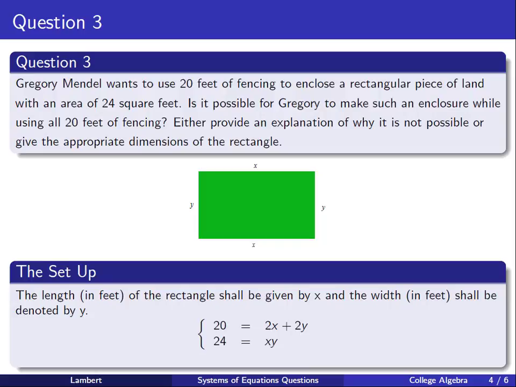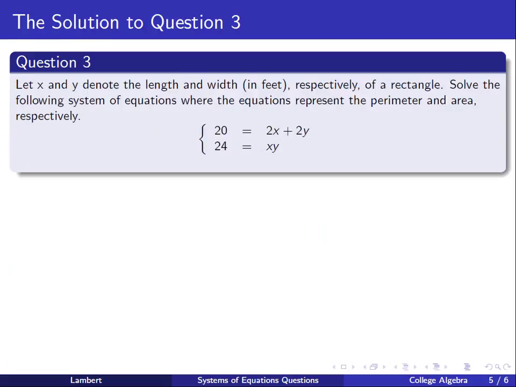In a similar manner, the area equals your length times your width, so x times y in this case. Our area is 24 square feet, so we have 24 equals x times y. And there's our system of equations. So now, where do we go from here? Well, let's try and solve this system and see if it has a solution.